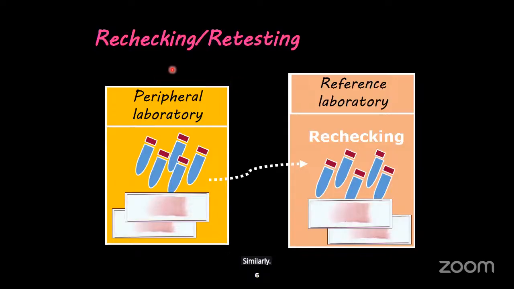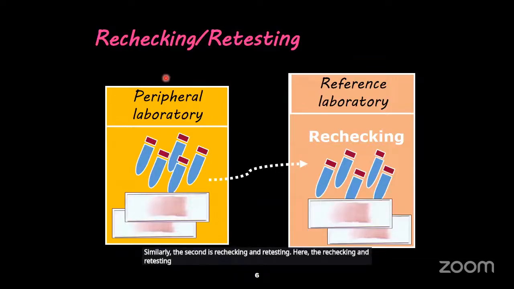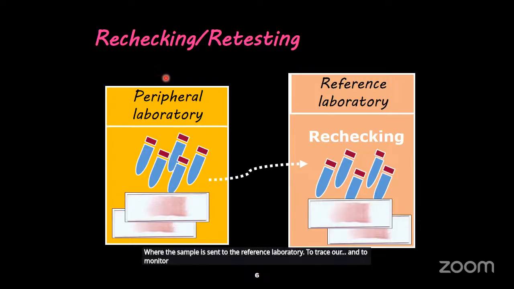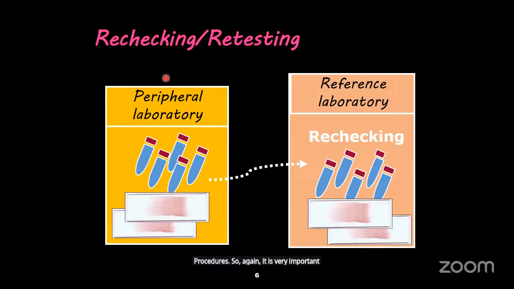Similarly, the second is rechecking and retesting. Here, the rechecking and retesting procedures are done with the reference laboratory, where the sample is sent to the reference laboratory to trace and monitor our laboratory testing procedures. Again, it is very important because by giving samples to the reference laboratory and observing our testing procedures, it ensures quality and reliability in our procedure.